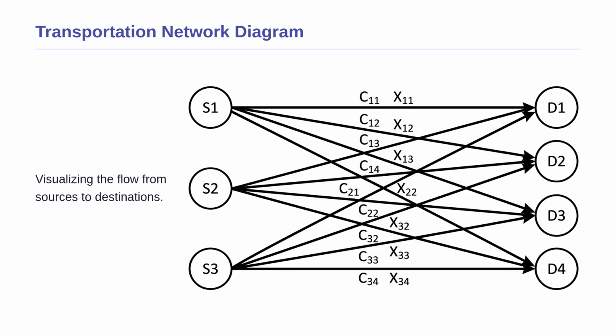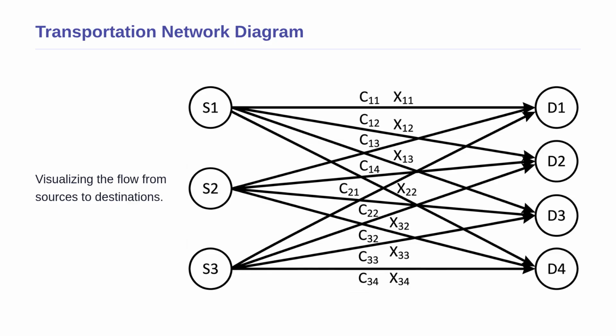Before we move on to solving a problem, let us visualize what this mathematical model actually looks like. Here we see a transportation network diagram. On the left, we have our sources, labeled S1, S2, and S3. These are our factories. On the right, we have our destinations, labeled D1 through D4. These are our warehouses. The arrows connecting them represent every possible shipping route.